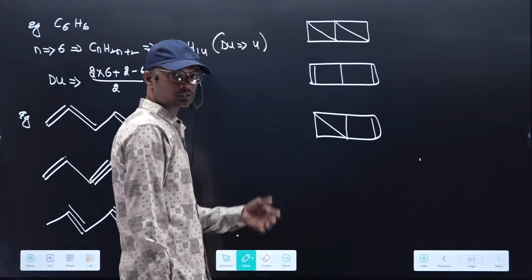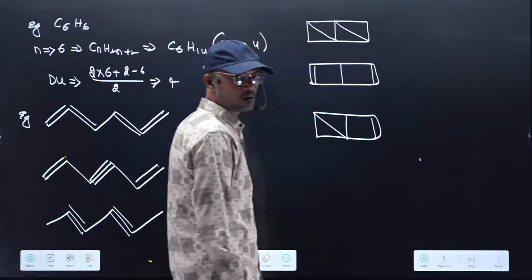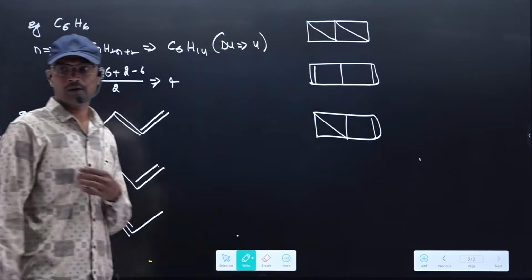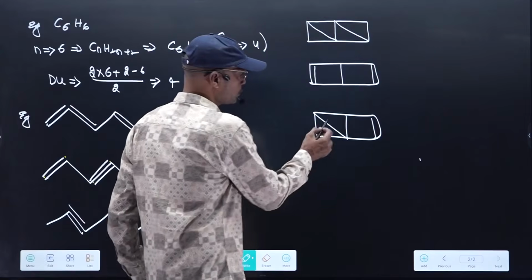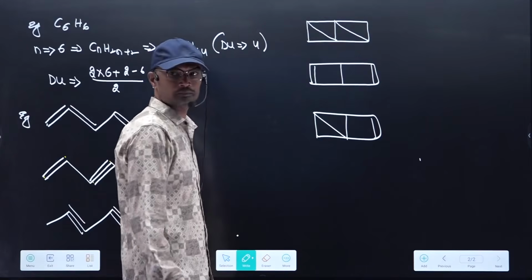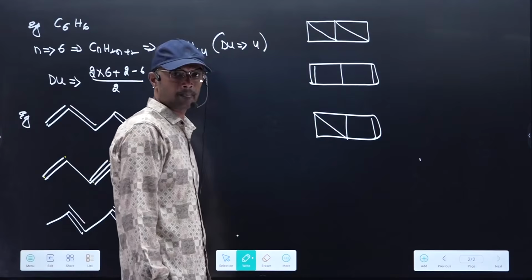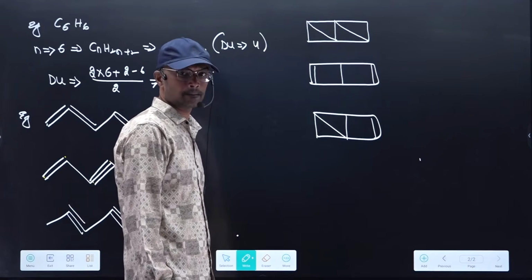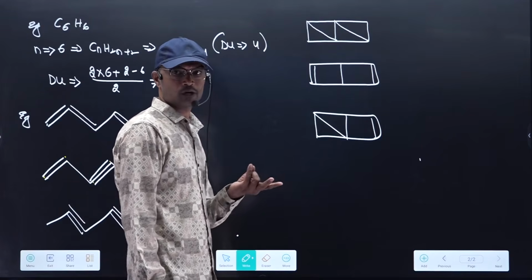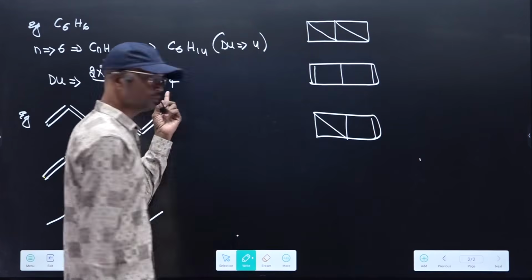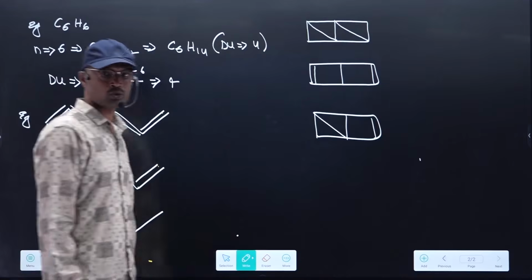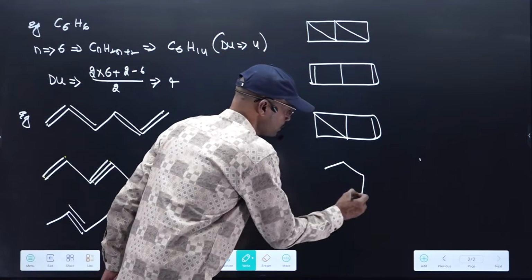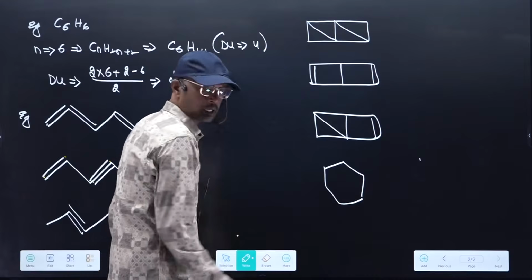Can I create 3 rings? 3 rings, 1 double bond. 3 rings, 1, 2, 3, 1 double bond. Can I create 1 ring? 1 ring, 3 double bonds possible? 1 plus 3, how much? What is DU? 1 ring, 3 double bonds. Total how much? So 1 ring means what should I create? Can I create 1 ring like this? Can I create 3 double bonds?